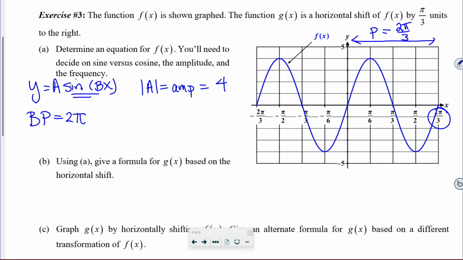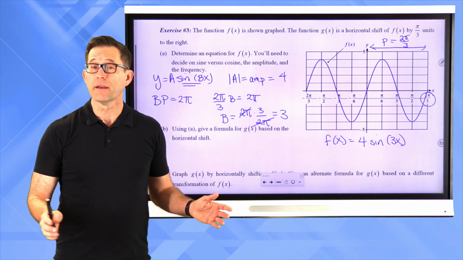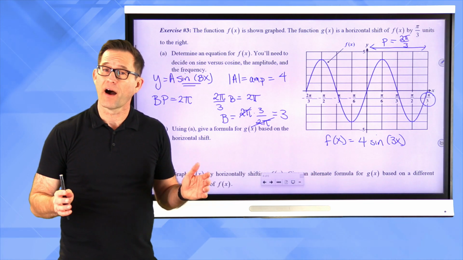Since I know my period is 2 pi over 3, I can say 2 pi over 3 times my frequency is equal to 2 pi, which means my frequency is equal to 2 pi times 3 over 2 pi. The 2 pi's cancel, and my frequency is 3. And that means, even though I don't have enough space sitting there, that this curve, or f of x, let me label it with function notation, that's better, that f of x is equal to 4 times the sine of 3x.